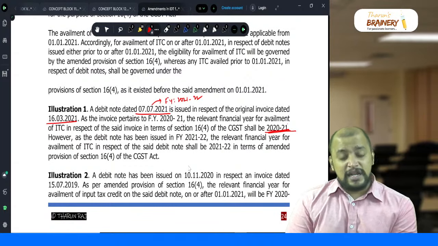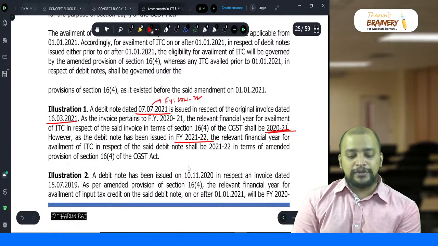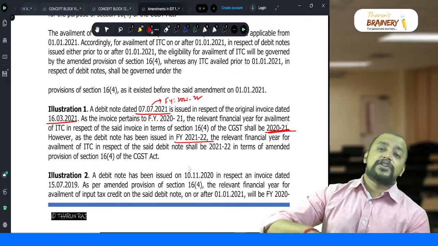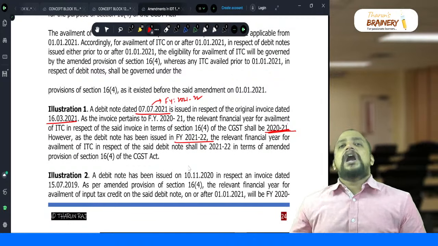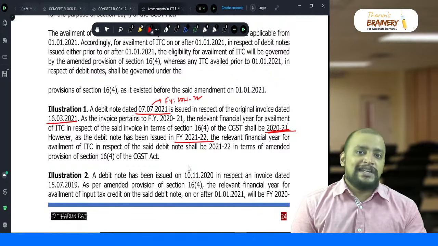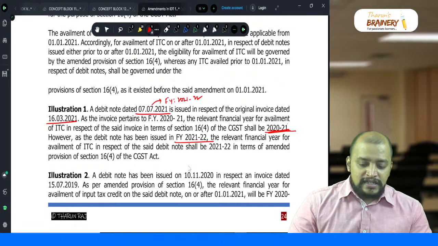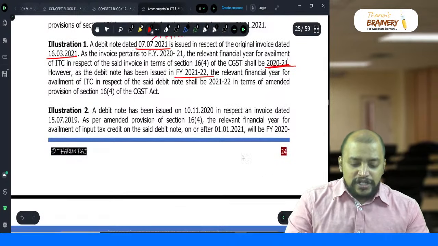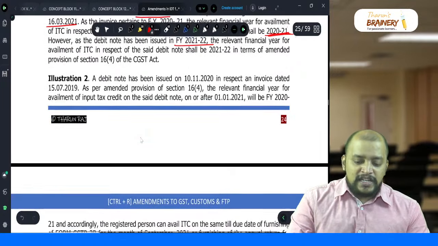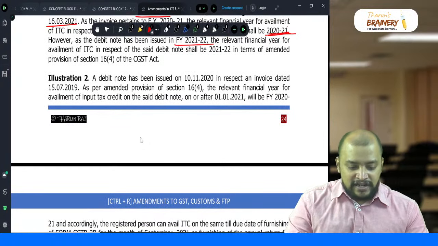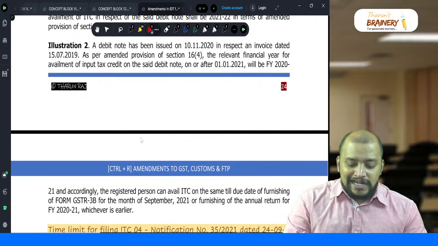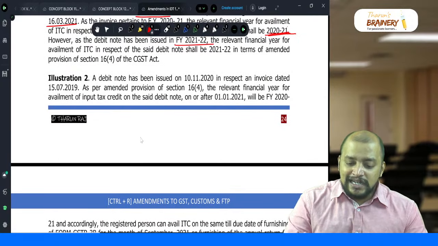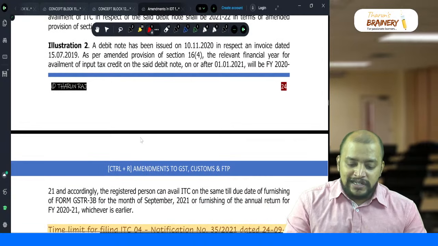For a debit note that comes in financial year 21-22, we need to see the ITC for 21-22, which means 20th October 2022 or the date of filing annual return, whichever is earlier, like that. Okay. Suppose a debit note is issued on 10/11/2020 in respect of an invoice dated 15/7, same way we need to see for the debit note ITC for the period 2021.